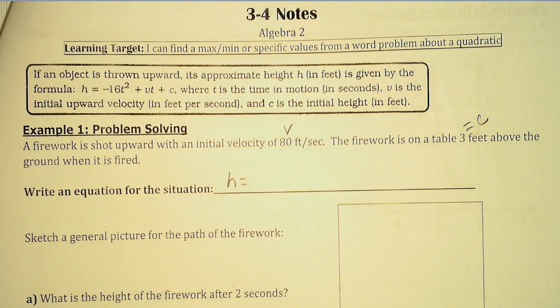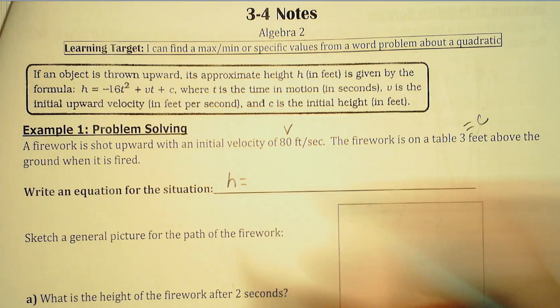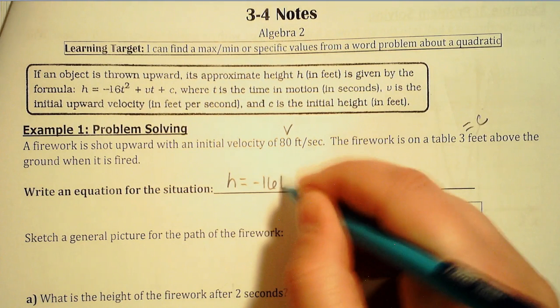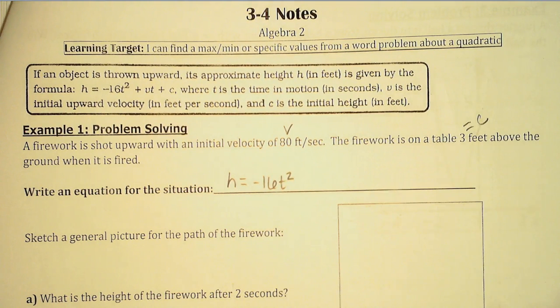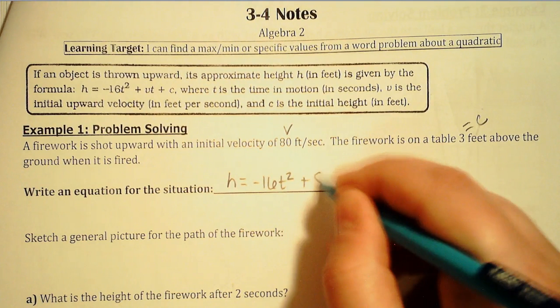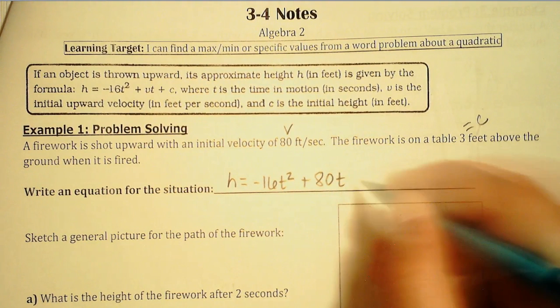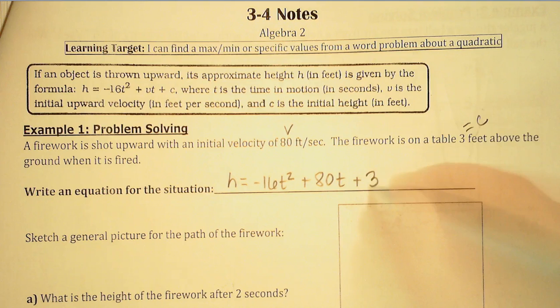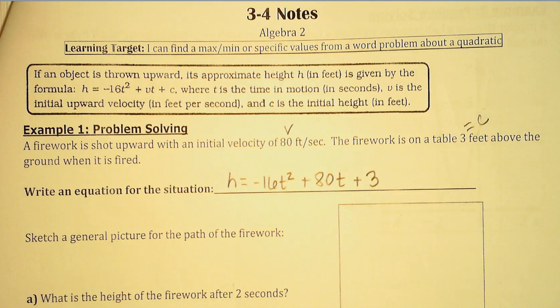All right, so this is modeling the height of the firework. Negative 16 is part of the formula, and then we're going to plug in the 80 for the velocity, and the initial height of the object is 3 feet, so that ending number is just going to be 3.